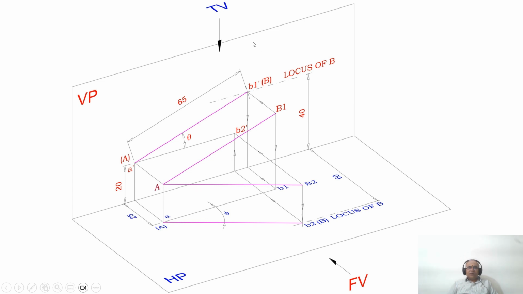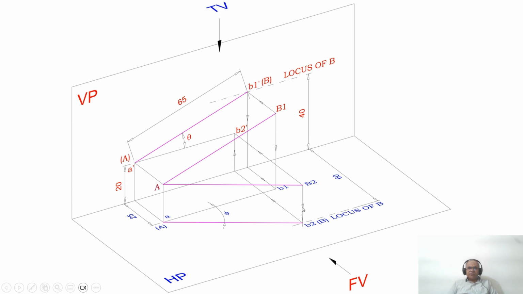Why? Because when you look from the top view, this image is going to fall on the horizontal plane. So this line is the true length in HP. What does it mean, the true length in HP? This line is parallel to HP. You can see that when you look from the front view, both A and B2 are above HP by 20 mm.